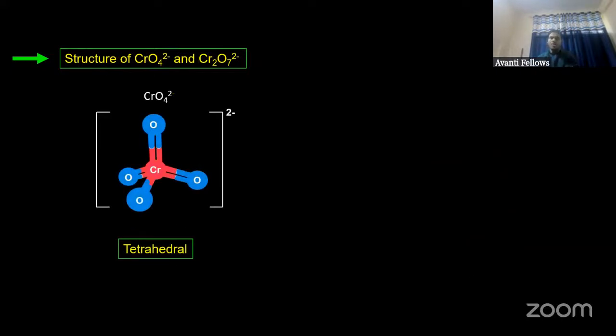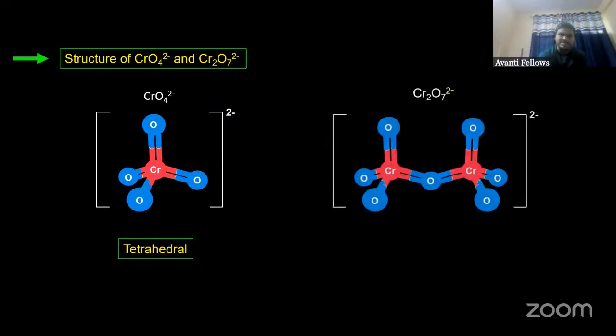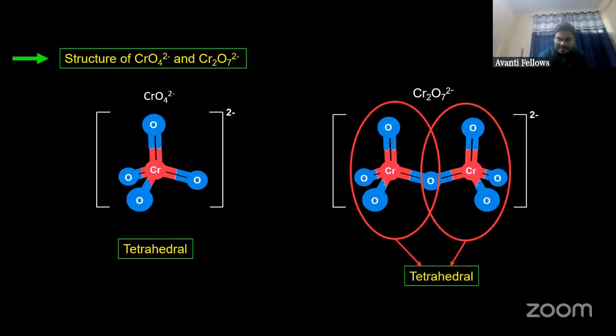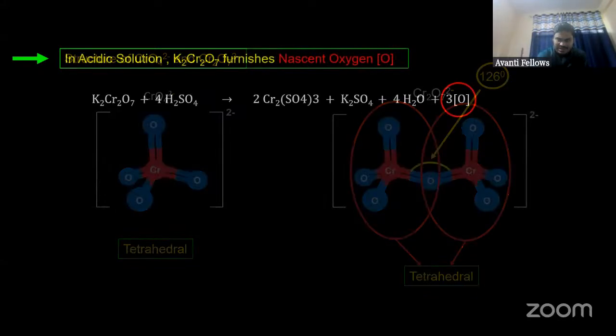Now, what is the structure of this chromate and dichromate? If someone asks what is the structure of the chromate and dichromate, how will you actually draw the diagram? So this is the structure for CrO4 twice negative. किसके लिए है ये? CrO4 twice negative, and their structure is tetrahedral. Similarly, this is structure for Cr2O7 twice negative. This also shows tetrahedral structure.